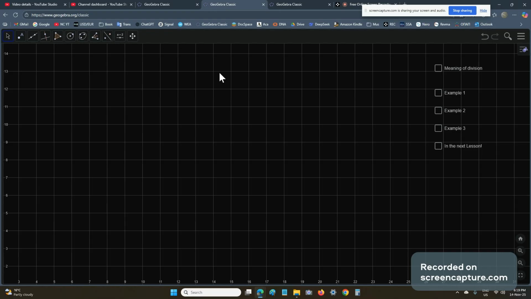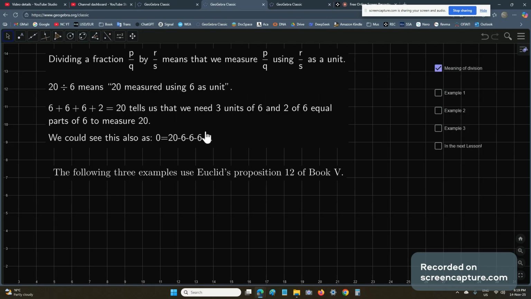I'm John Gabriel and today we're going to look at the meaning of division and dividing fractions with numbers. So we've come this far up till lesson 4 where we saw how to get equivalent fractions, and now let's look at the meaning of division. When we say that we're dividing a fraction p over q by r over s, what that means is that we measure the fraction p over q using r over s as a unit.